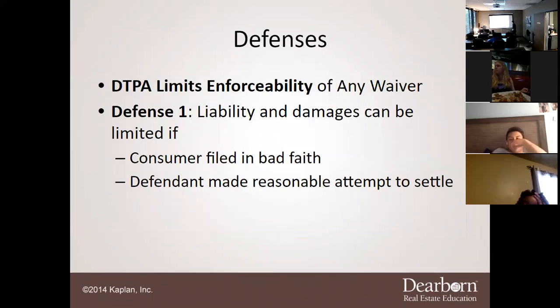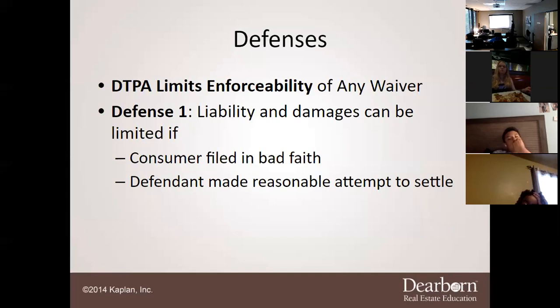So any defenses, the DTPA limits enforceability of any waiver. Your defense 1 would be liability and damages can be limited if the consumer filed in bad faith. So if they were trying to sue me just to bring me to court because they wanted revenge or something because of something that I did, it's in bad faith. There's no real grounds to it. But you could still get sued for that, but your liability and your damages would be limited.